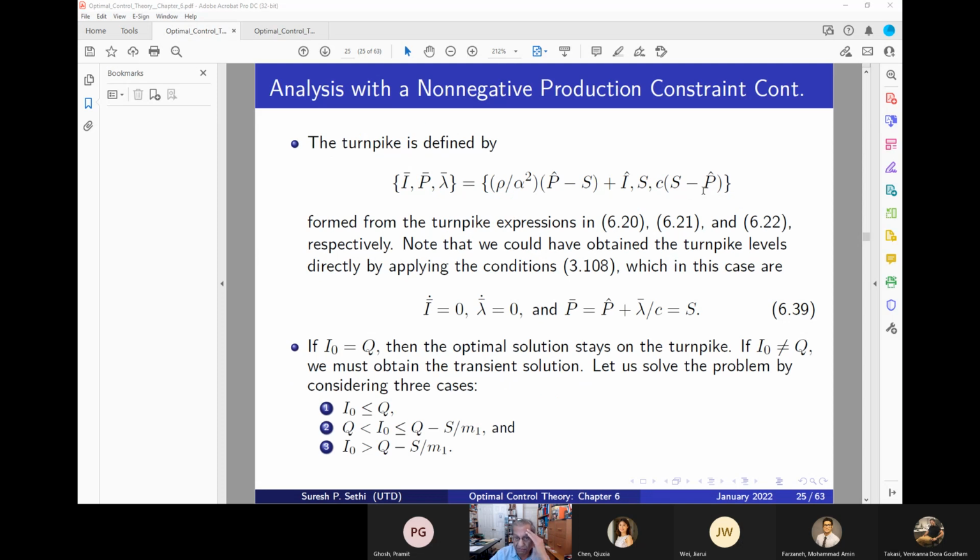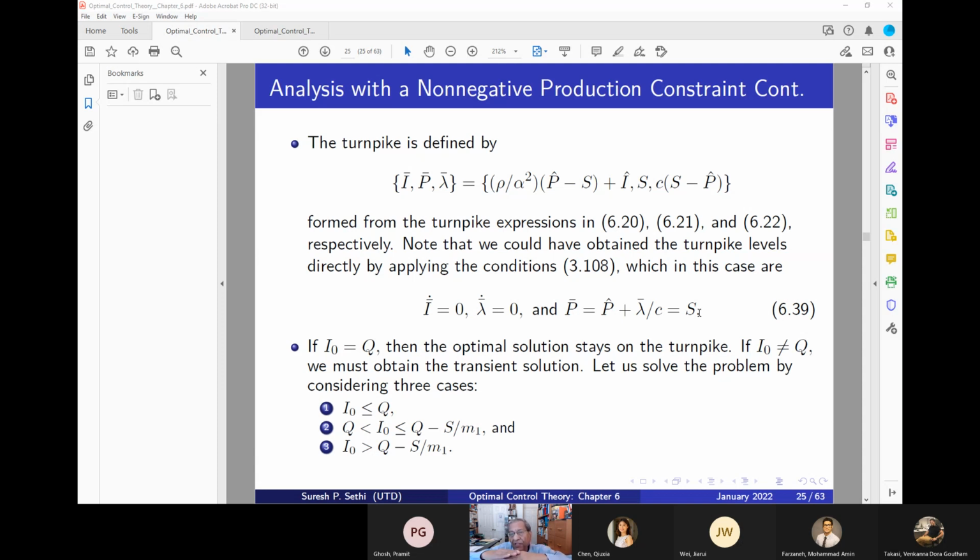And we have a turnpike. In the turnpike, we have no inventory changing, no lambda changing, but P bar is given by this, which is exactly equal to S. So we are producing exactly equal to demand at the turnpike. So the inventory stays 0, and we produce exactly up to the demand.